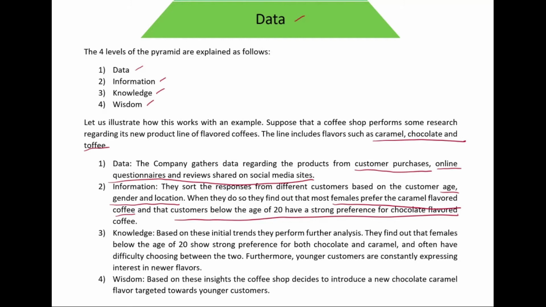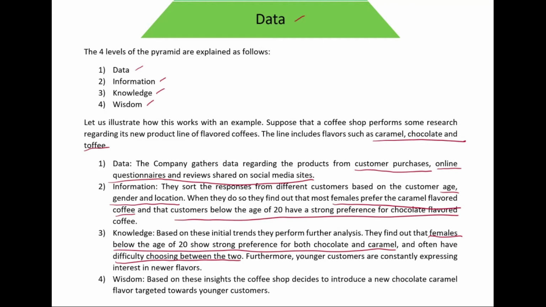Now, next, the knowledge. So based on these trends that they found out, they do some further analysis into this. And what they find out is that females below the age of 20 show a strong preference for both chocolate and caramel. So previously we saw that females like caramel and people below the age of 20 like chocolate. When they looked at the subset of the population, which is females below the age of 20, they found that they have a preference for both chocolate and caramel and have difficulty choosing between the two. So it's not all females who like caramel. Females below 20 also like chocolate as well.